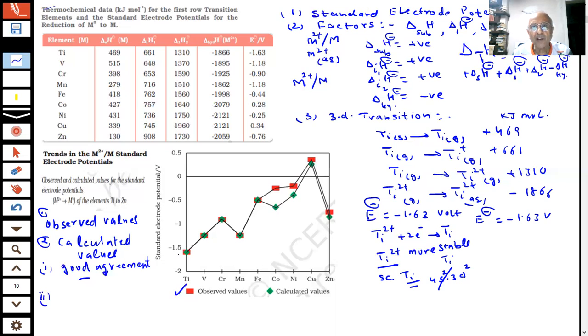Now the second point: there is no regular trend. I don't see that it is increasing or decreasing. There is some irregularity. Second thing, what I see in this graph, students, is an irregularity in the trends of the standard electrode potential values you have noted down. So the question will be there. First question: why is there an irregularity in the standard electrode potential values of transition elements?